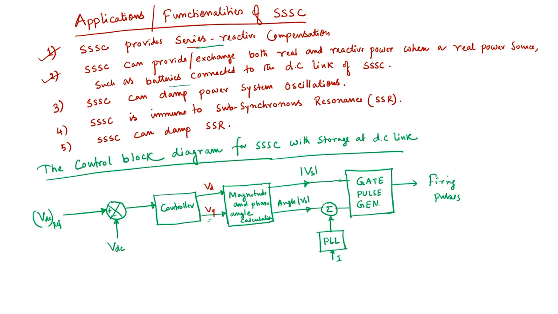Okay. Now, let us discuss how it can damp power system oscillation. So, SSSC in damping power system oscillations. How is it possible to damp power system oscillations? Now, what do you mean by power system oscillation? Again, I already discussed this in my previous lecture, in particular when I discussed the SVC and STATCOM actions on damping the power system oscillation. I will repeat it again.